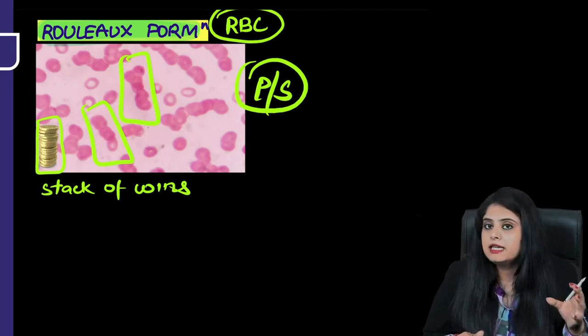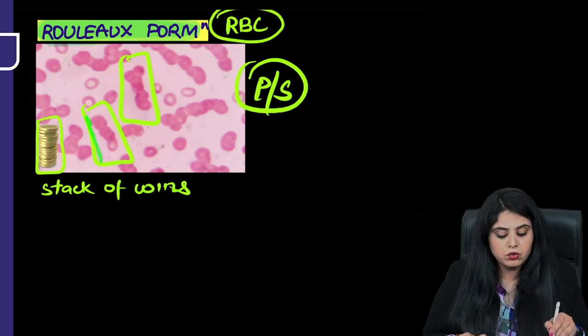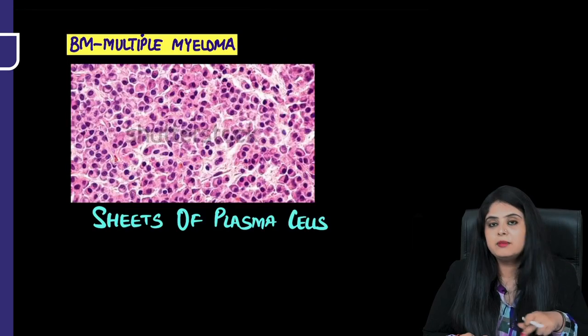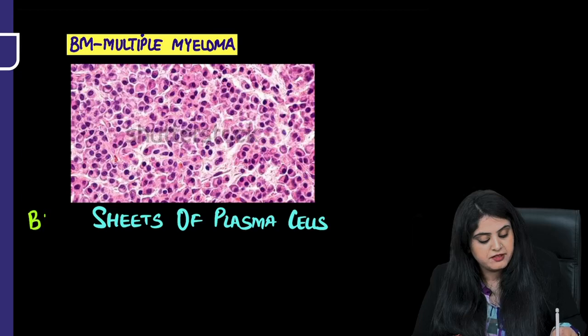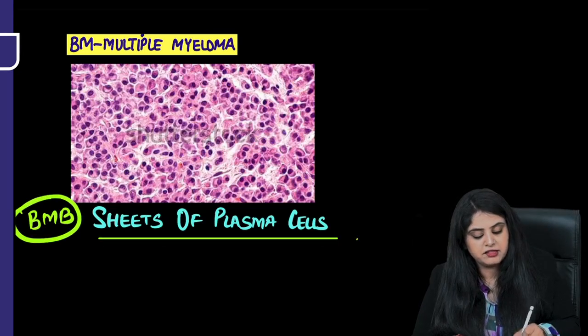So how do I guess a patient? I get a patient with lytic bony lesions. A simple blood test is showing me Rouleaux formation. I'll say, oh, Rouleaux formation and lytic bony lesions. Does he have multiple myeloma? Let me open his bone marrow. Let me see his bone marrow. So when I saw the bone marrow biopsy, I saw sheets of plasma cells.